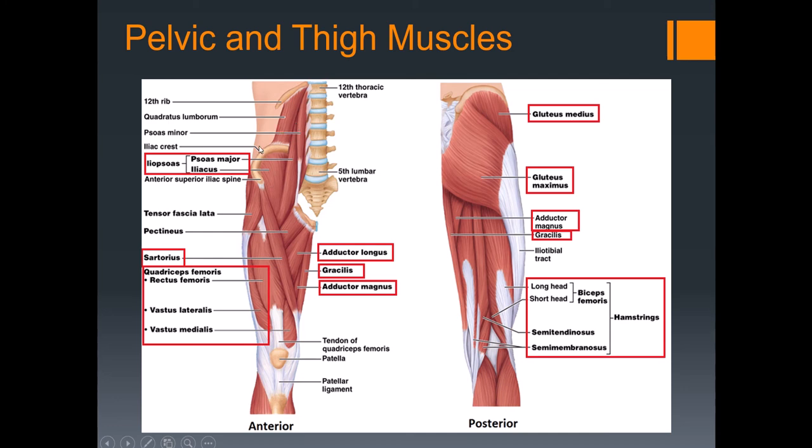So you can see here's the iliopsoas. You can see here is the sartorius, which is the strap-like muscle here. It's also known as the tailor's muscle. Here is your quadriceps femoris. Adductor muscles here medially, as well as the gracilis. And then if we look posteriorly, you can see gluteus medius, gluteus maximus, again, adductor muscles and the gracilis, and then the muscles of the biceps femoris, as well as the semimembranosus and semitendinosus, but you can see the hamstrings group back here.